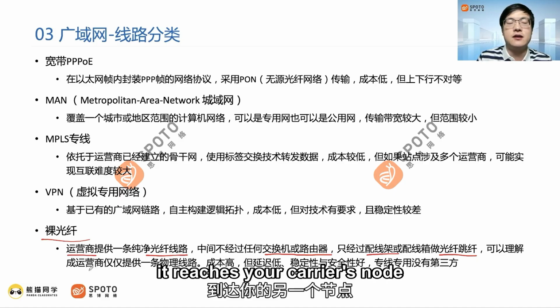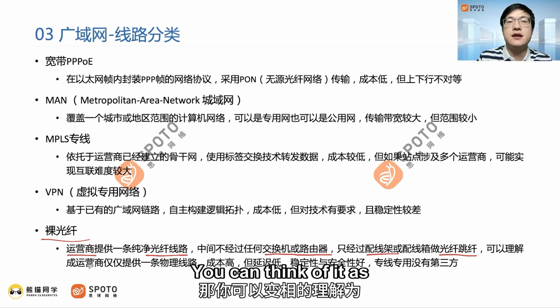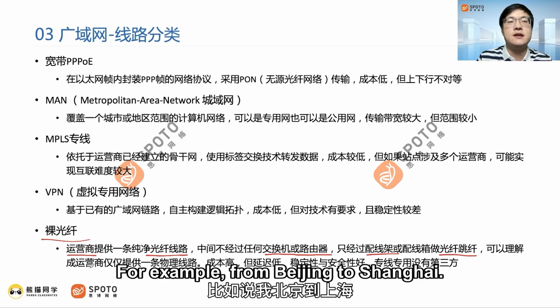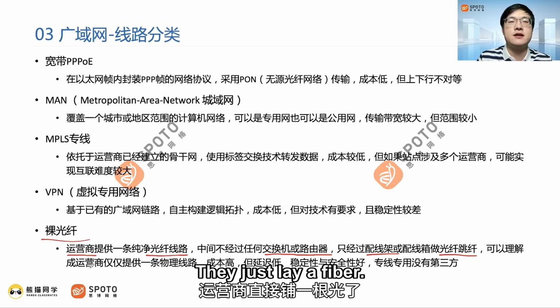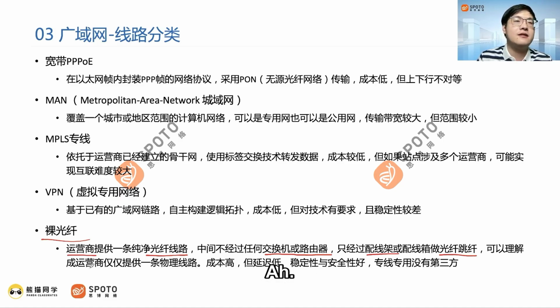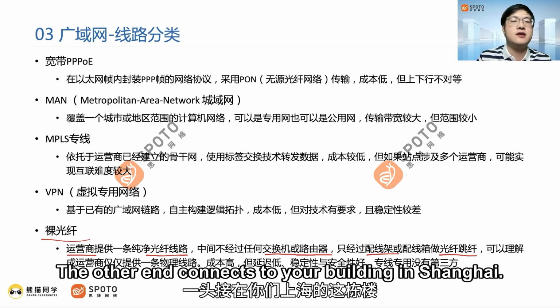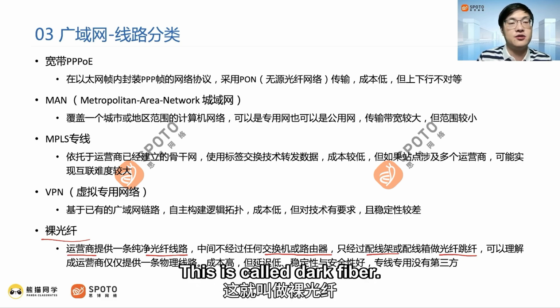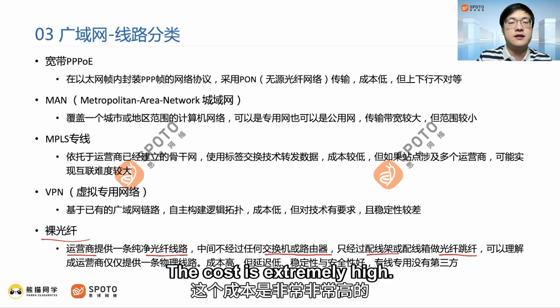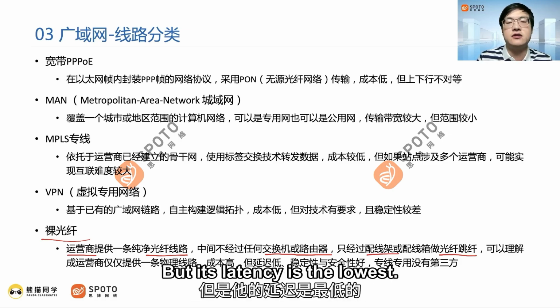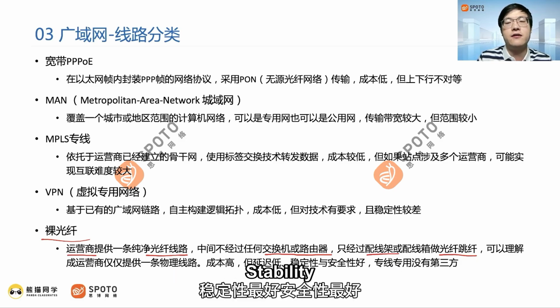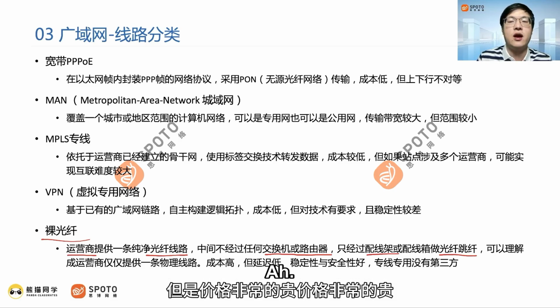You can think of it as, for example, from Beijing to Shanghai, the carrier just lays a fiber running from Beijing, where one end connects to your building in Beijing and the other end connects to your building in Shanghai. This is called dark fiber. The cost is extremely high, but its latency is the lowest. Bandwidth, stability, and security are the best, but the price is very expensive.